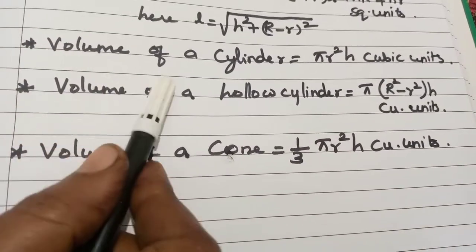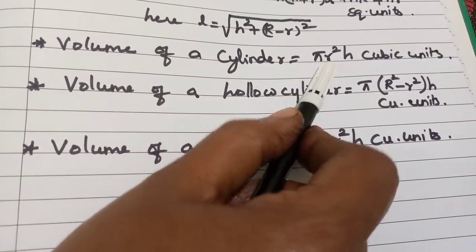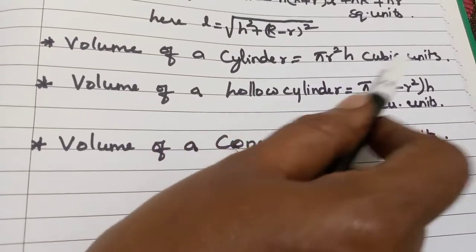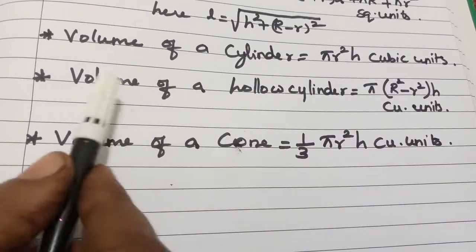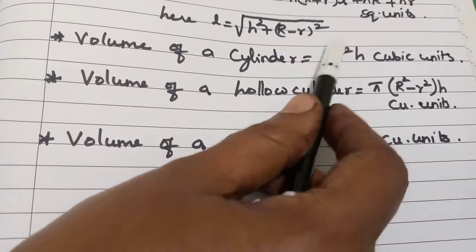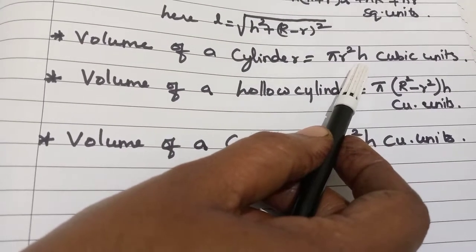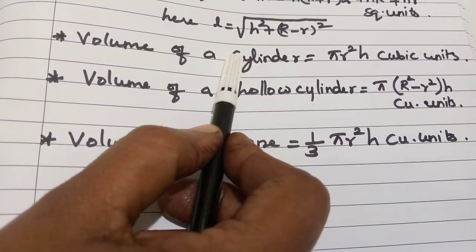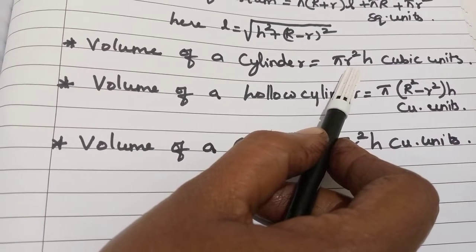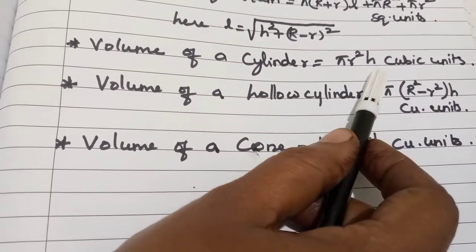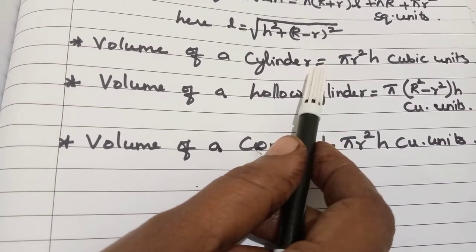Next formula is volume of a cylinder. Volume of a cylinder is equal to pi r square h cubic units. Volume means we have to use the unit cubic unit. So base area into height, pi r square h. CSA of the cylinder means 2 pi r into height, means circumference of the base into height. Here, base area into height. Both should not collapse. Compare it and study clearly the formulas.